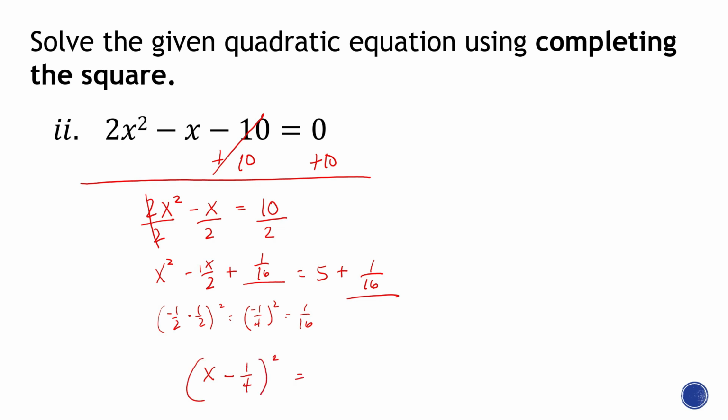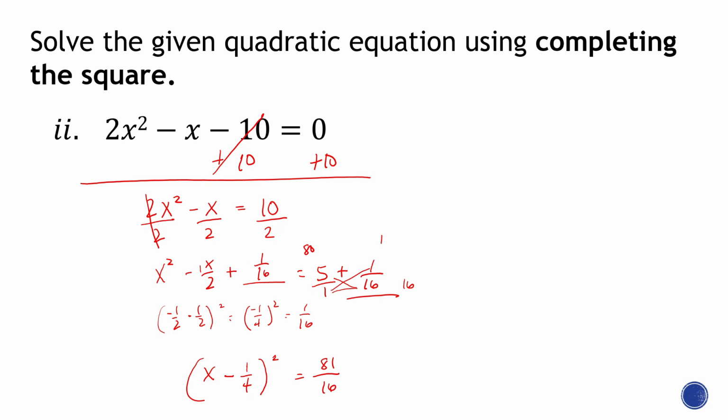And then for this, cross multiply, that's 80. Let's just do this. That's 80, right? So the denominator of 5 is 1. Multiply that. That's 1. 1 times 16 is 16. 80 plus 1 is 81 over 16.